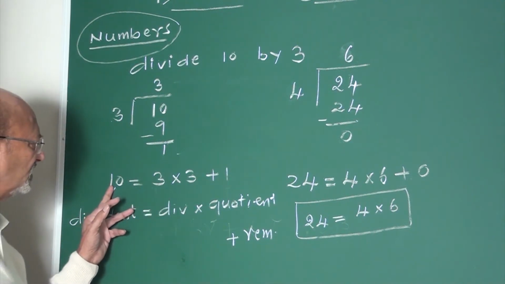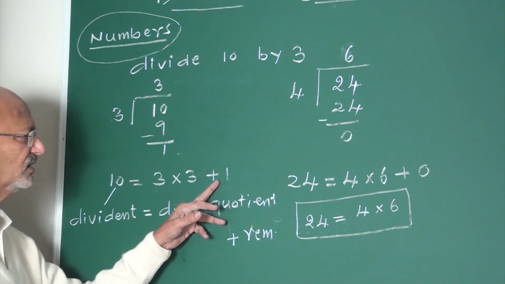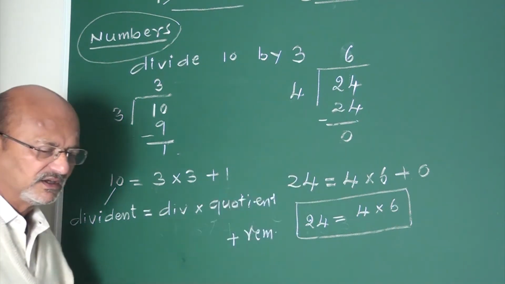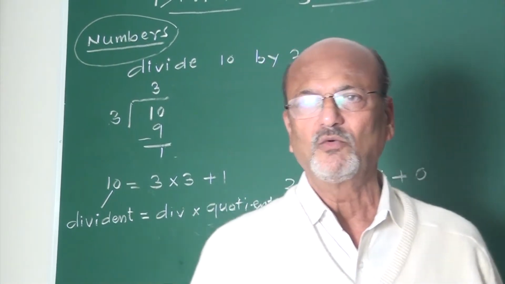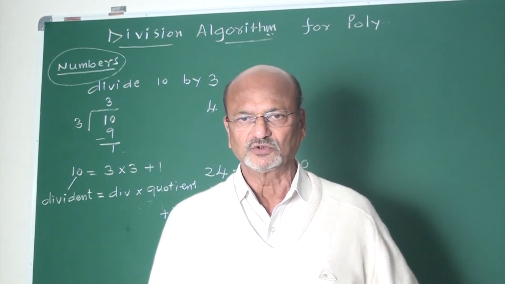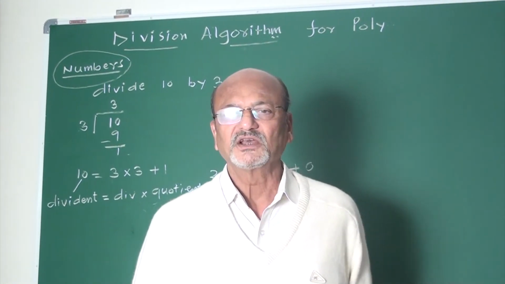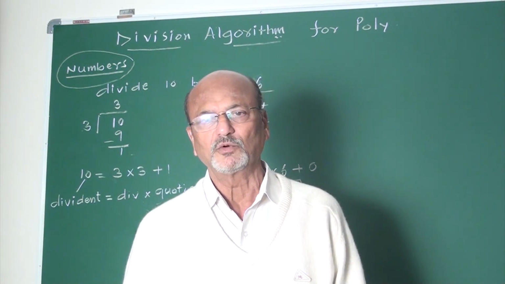3 is the divisor and 10 is the multiple. No, because of this one. We can tell this only when the remainder is 0. We use this method while doing one type of examples, even in case of polynomials also. Now, we shall see the method of division in case of polynomials.